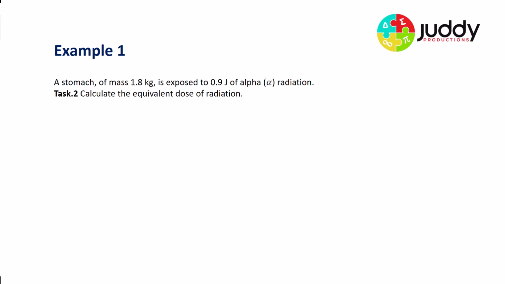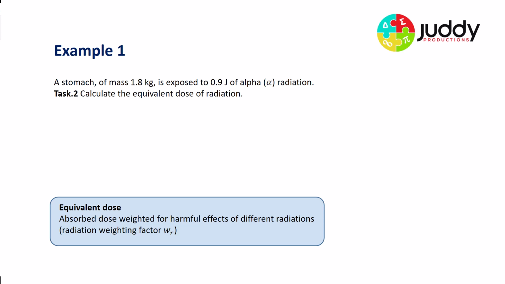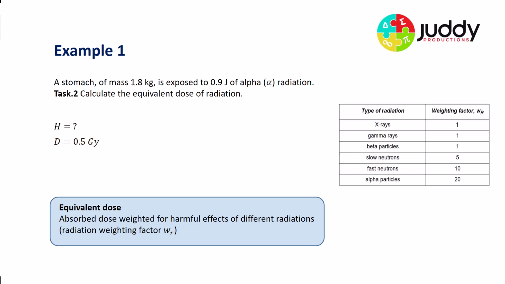Task number 2, we now need to calculate the equivalent dose of radiation. Remembering this takes into consideration how much biological damage or hazard the various forms of radiation provide. So the equivalent dose is the absorbed dose weighted for harmful effects of different radiations. H is the symbol for equivalent dose, and I think of H for harm. D, the absorbed dose, was 0.5 of a gray, and that's from our previous question. We can now look at the weighting factors for the various forms of radiation, and we can see that an alpha particle has a radiation weighting factor of 20. That is, it does 20 times more damage or harm to biological matter.